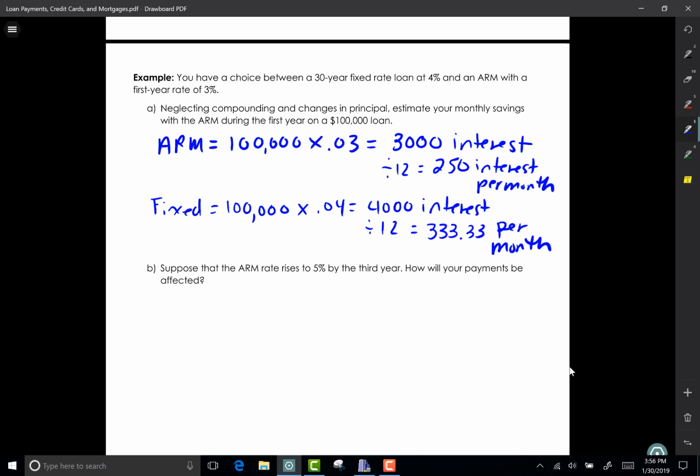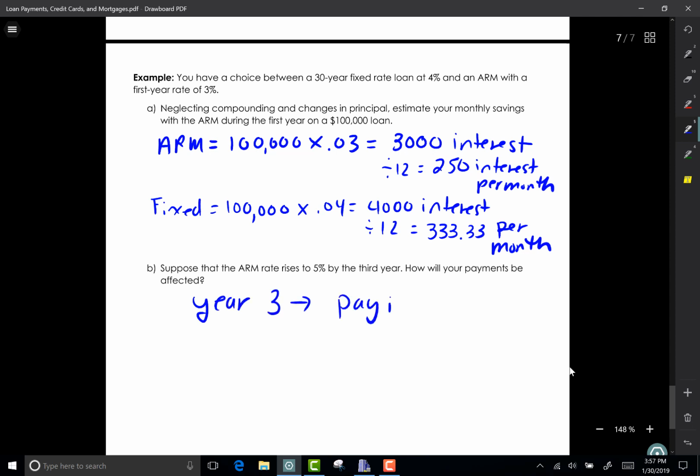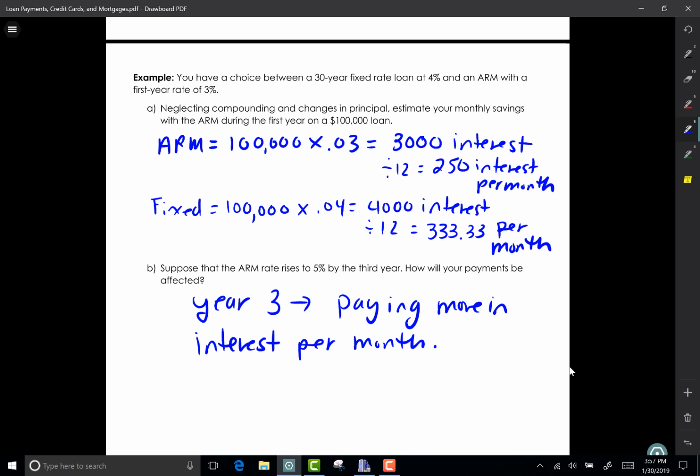However, the ARM might rise to 5% by the third year. How will your payments be affected? Well, in year 3, you're paying more in interest per month. So although you paid less in the beginning, overall, you're going to end up paying more if it keeps increasing.